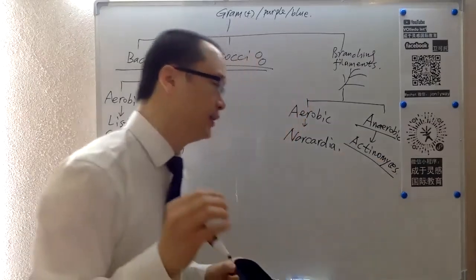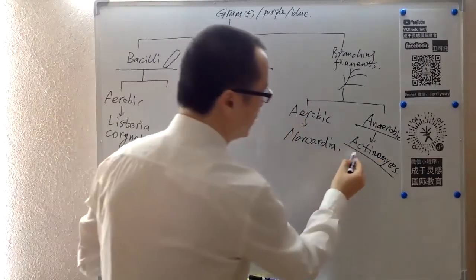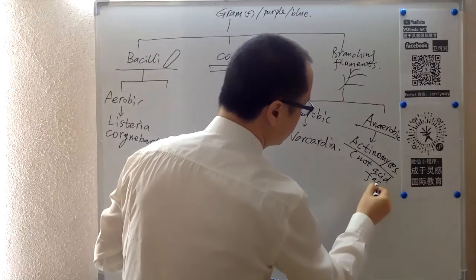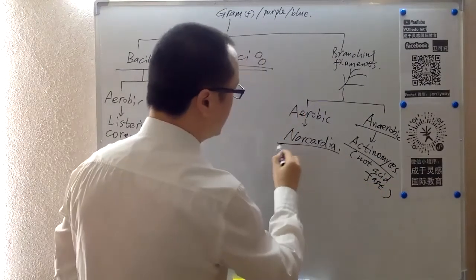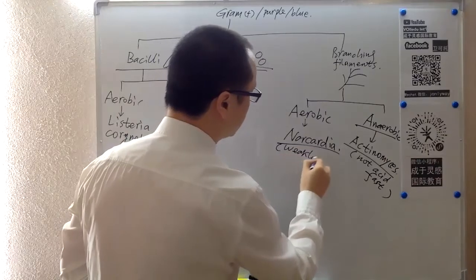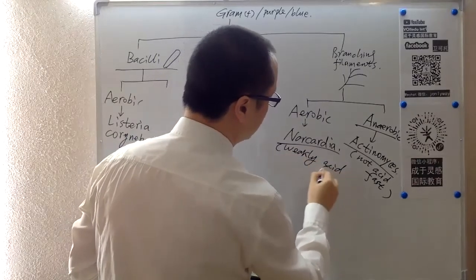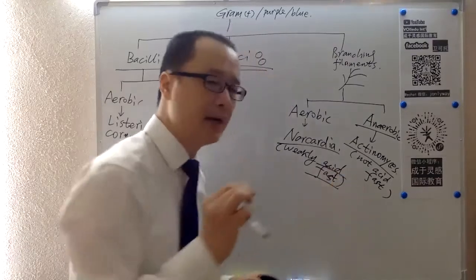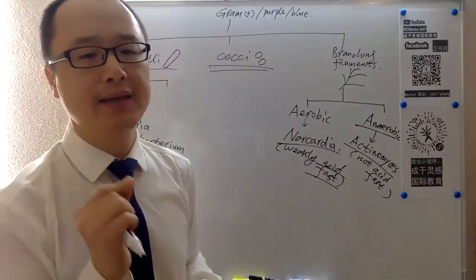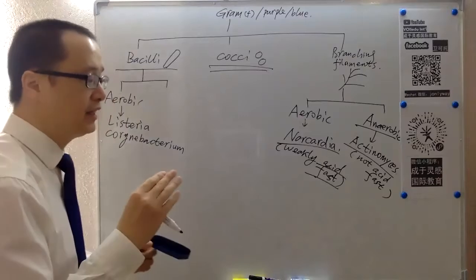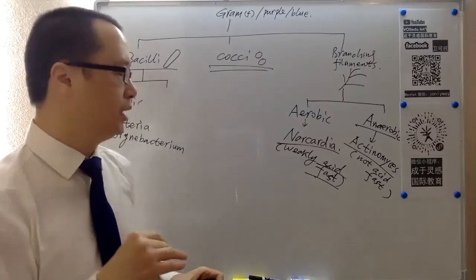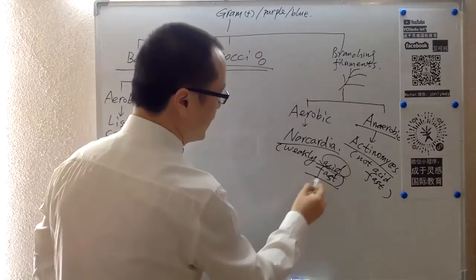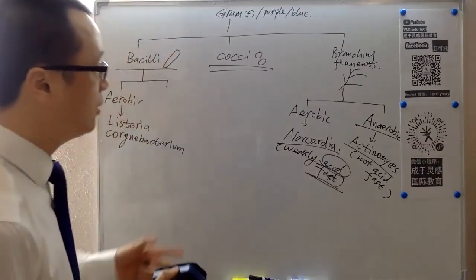Actinomyces is not acid fast. Nocardia is weakly acid fast. Acid fast means the bacteria can resist the acid, cannot be killed by the acid, and can survive through the acid. So it is called acid fast.